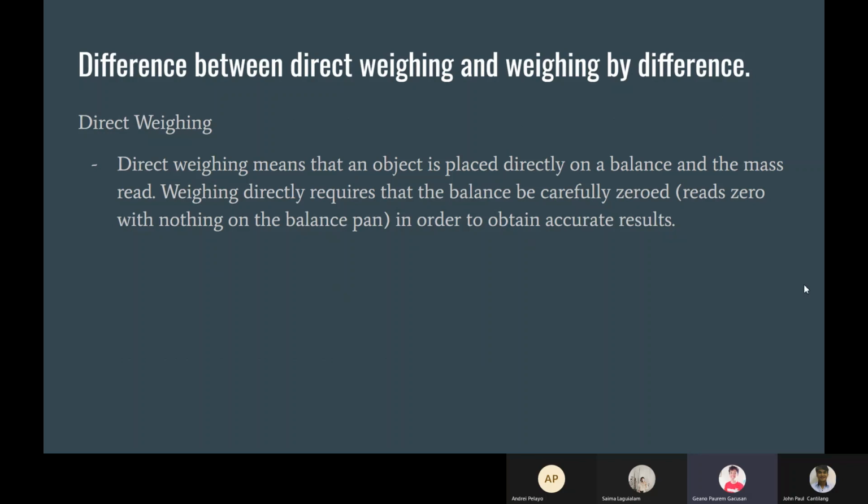Difference between direct weighing and weighing by difference. Direct weighing means that an object is placed directly on a balance and the mass read. Weighing directly requires that the balance be carefully zeroed. Read 0 with nothing on the balance pan in order to obtain accurate results.